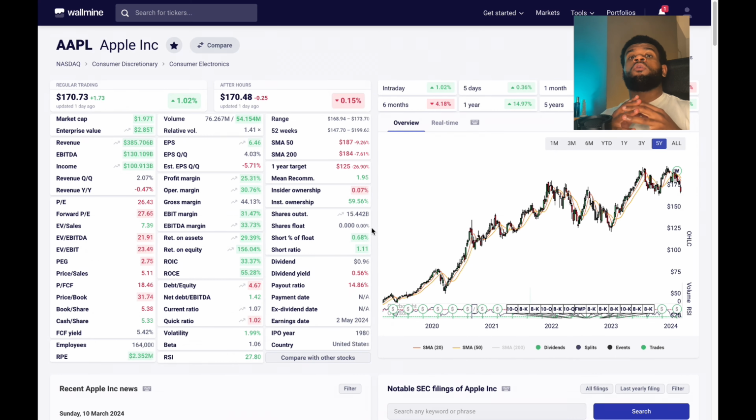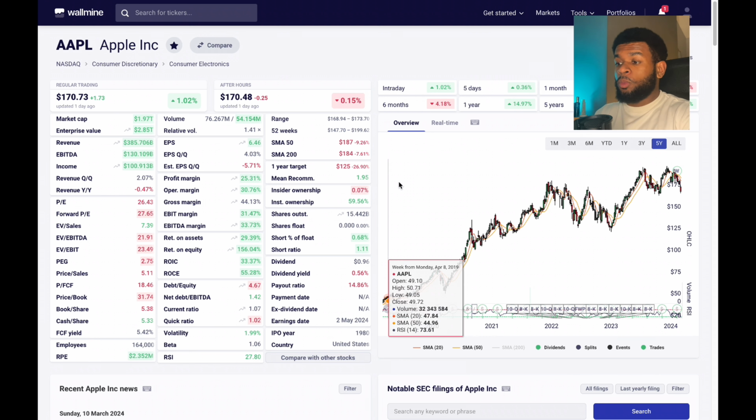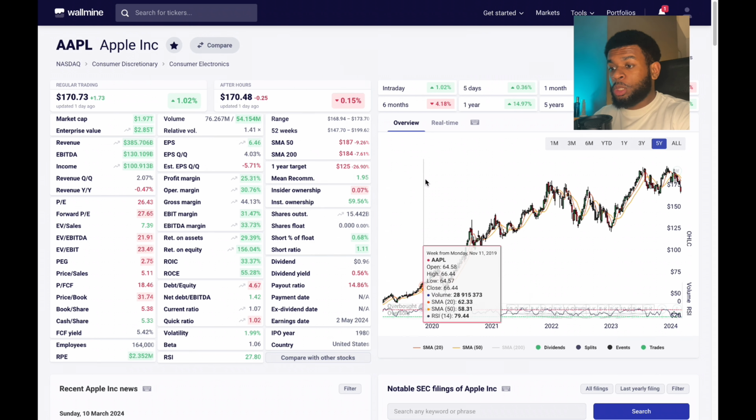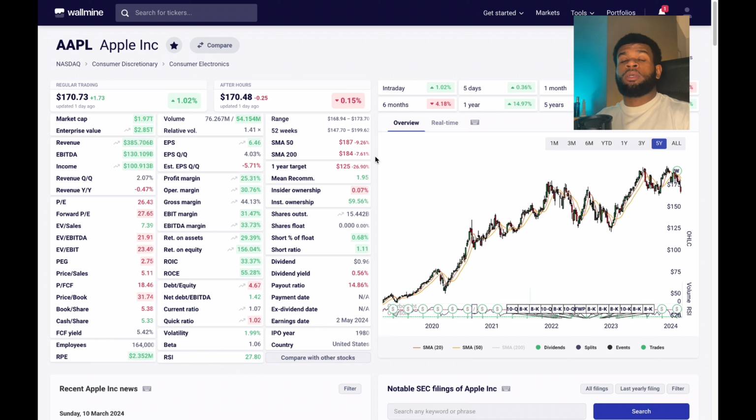Now, another platform that I like to use is a platform called Wallmine. Now, with all this information here, we have probably gathered it from Yahoo Finance, CoinMarketCap, as well as Simply Wall Street. So I don't necessarily use these metrics here.